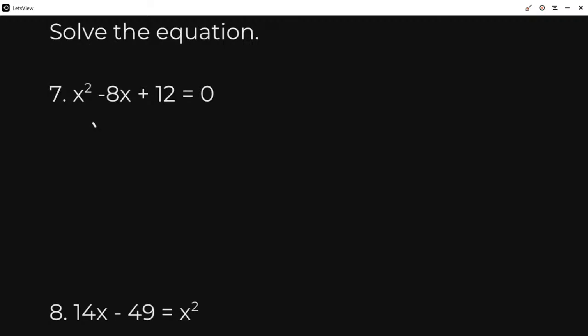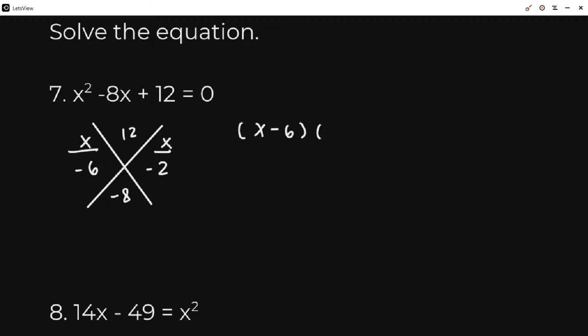So we're going to factor. On the top would be 12 and on the bottom would be negative 8. So we're looking for two numbers that'll multiply to 12 and add to negative 8. So that'll be negative 6 and negative 2. We have our x on top. So that's x minus 6 times x minus 2 equals 0.